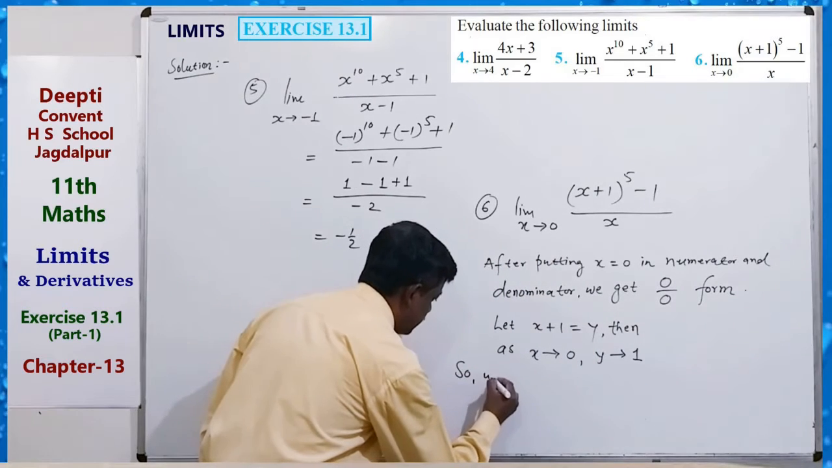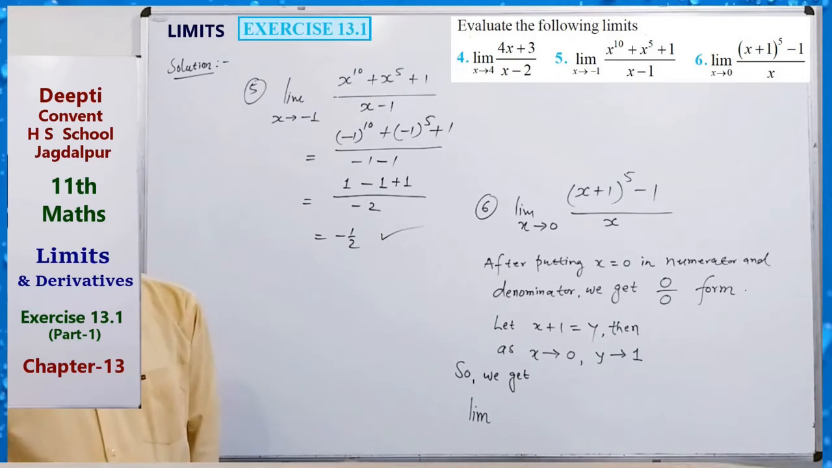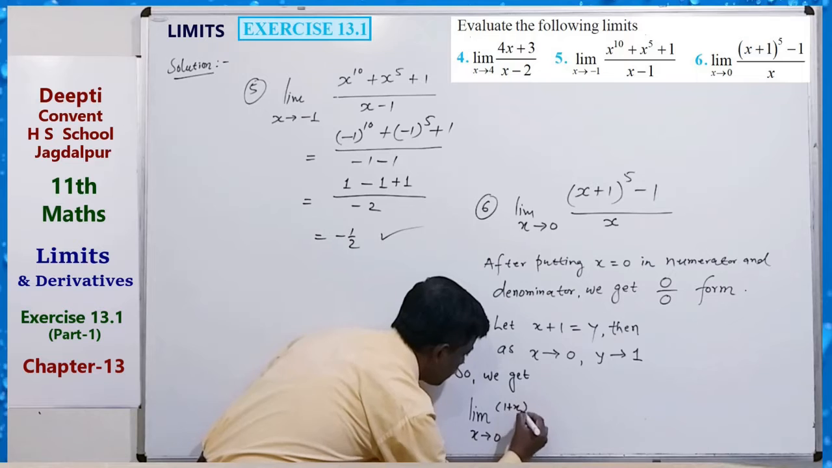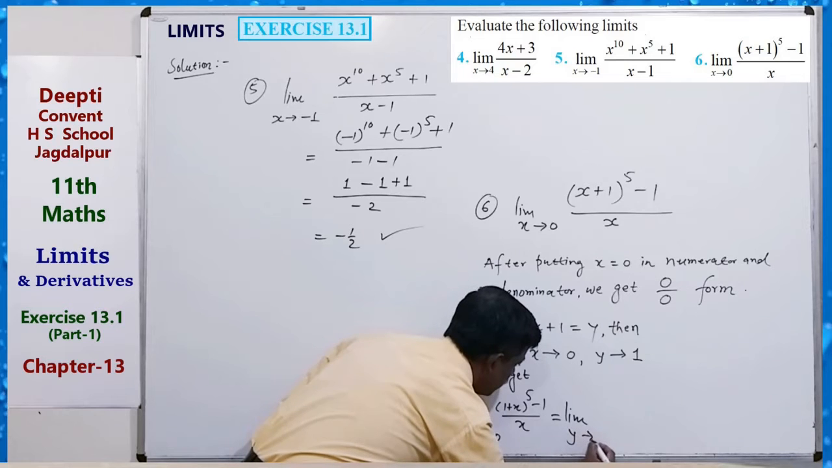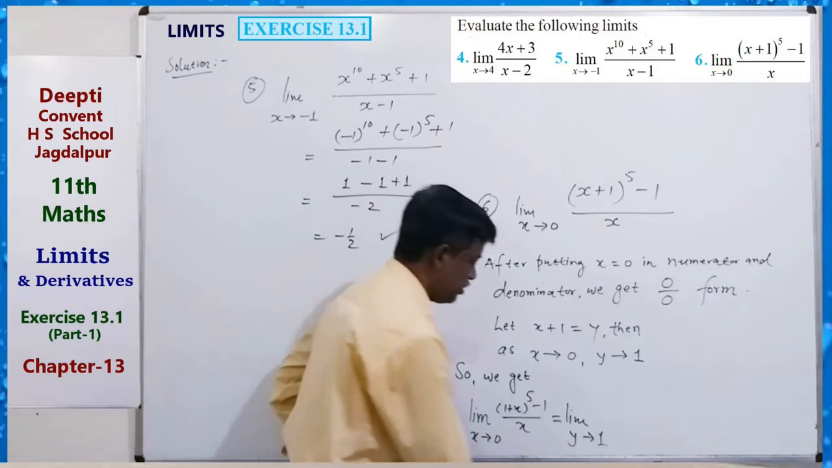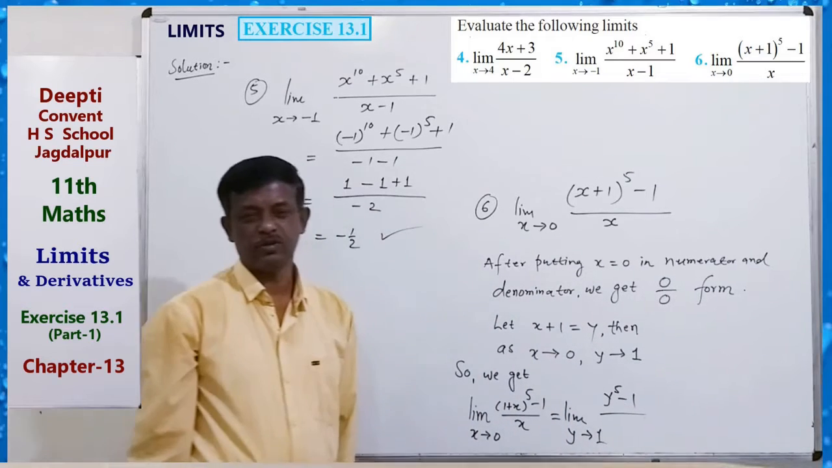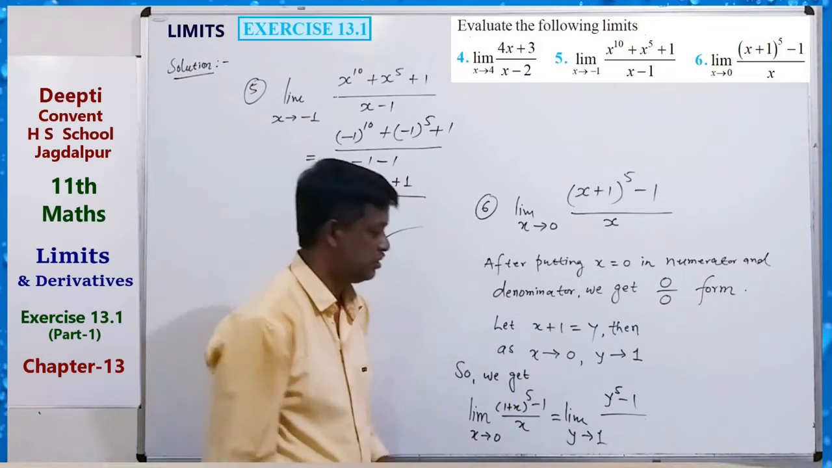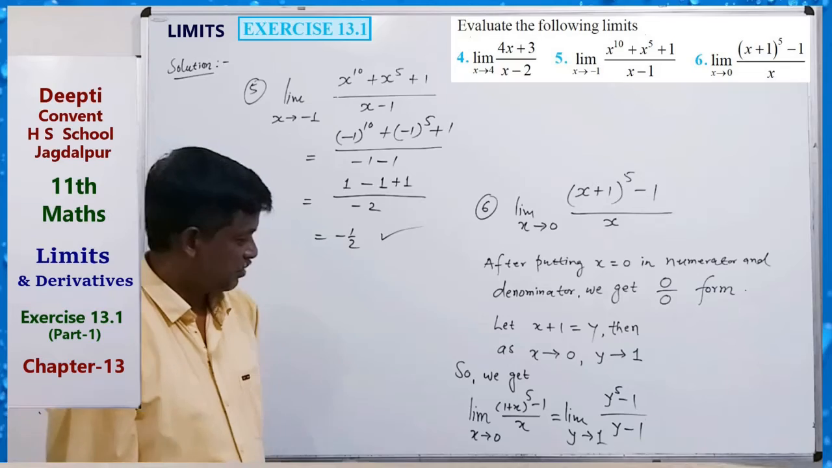So we get limit x tending to 0 of (1 plus x) to the power 5 minus 1 upon x equals limit y tending to 1. X tending to 0 means y tending to 1. Here y to the power 5 minus 1 upon x, and x equals y minus 1, so we can write y minus 1.